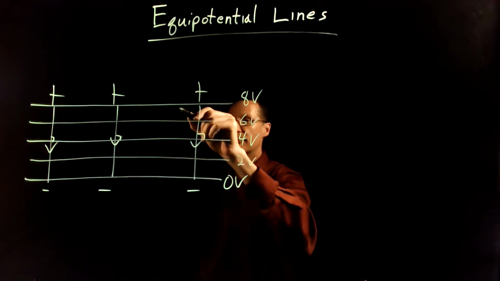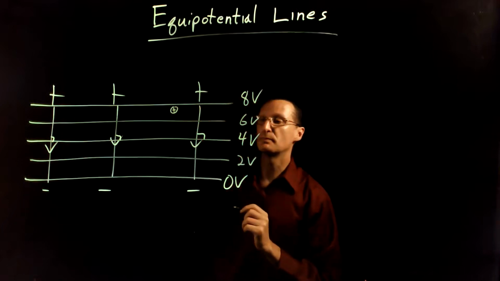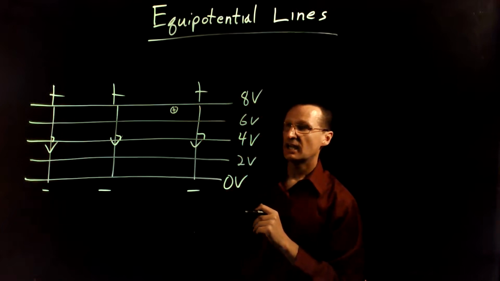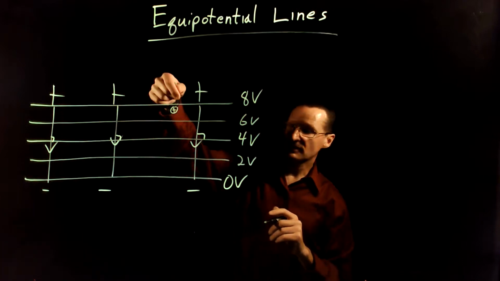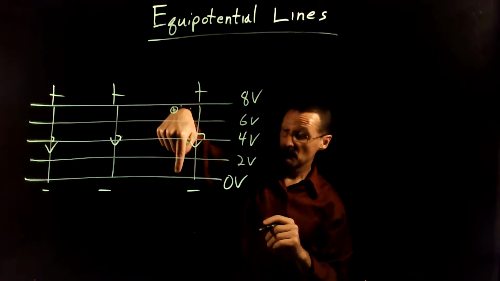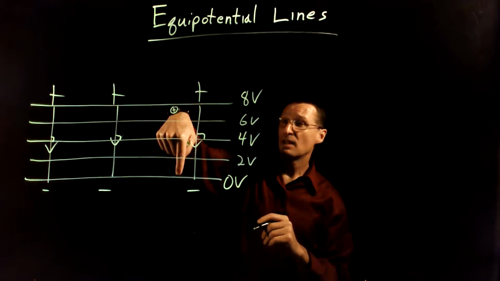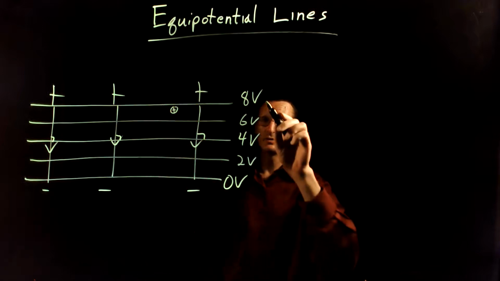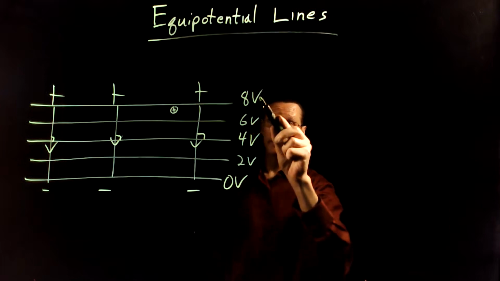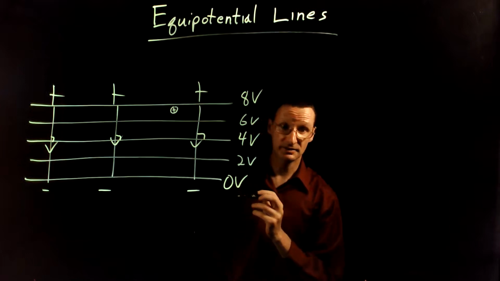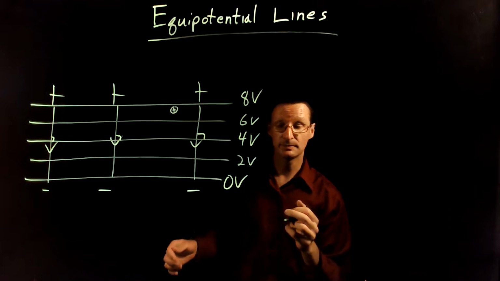Now, what would happen if I took a positive charge and put it in here? What would it do? Well, it's going to feel a force in the direction of the electric field, which is down, so it's going to accelerate down. But in terms of electric potential, this is high potential here, this is low potential here, it's going to accelerate from high potential to low potential. That is what positive charges do.